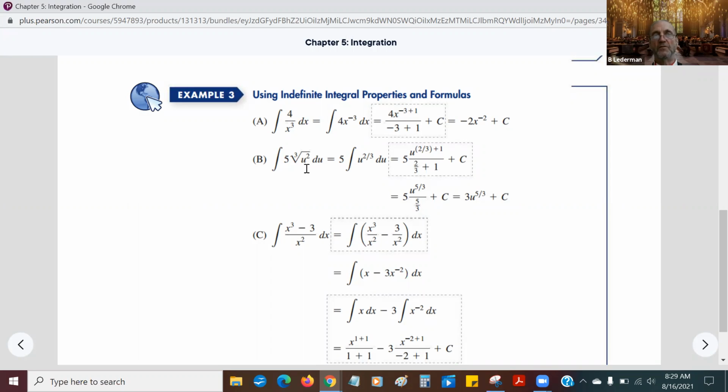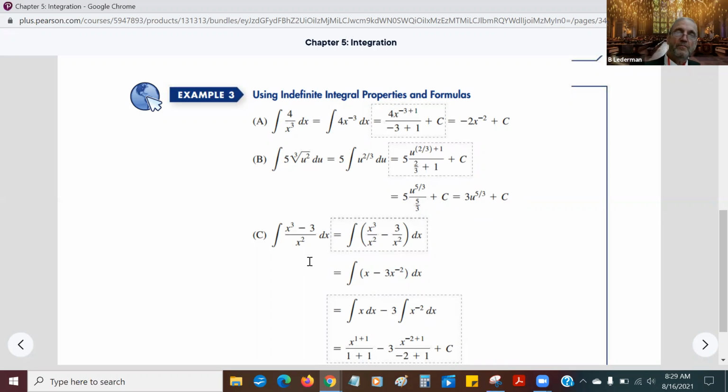Now, the cube root of u squared. By the way, you always have the dx and the du, or whatever the variable is, you have the d, whatever that thing is. That's always the form. And when you write an integral, you always put that dx or du or dg, whatever the variable is. So this I'm going to rewrite as u to the 2/3. So the power goes on top, the root goes on the bottom. Now I'm going to use that power rule. The 5 is just sitting there, so it's 5 times u to the 2/3 plus 1 over 2/3 plus 1, which crunch, crunch, crunch becomes 3 u to the 5/3 plus c.